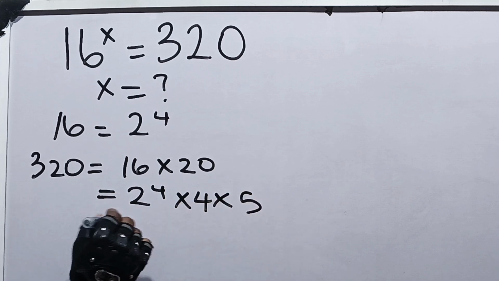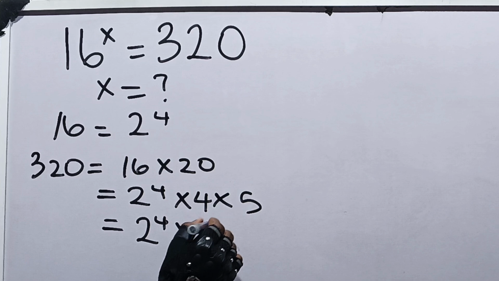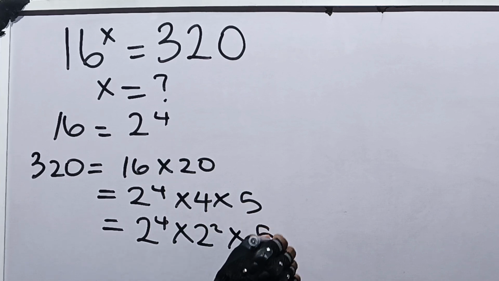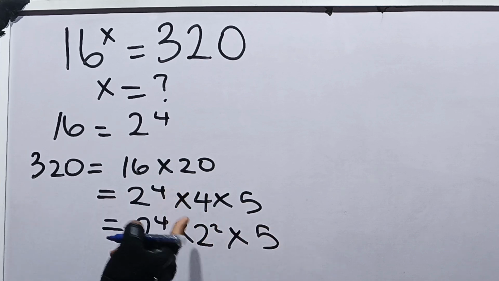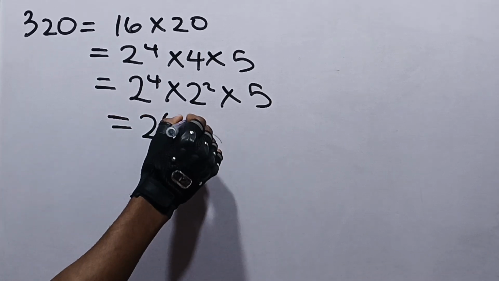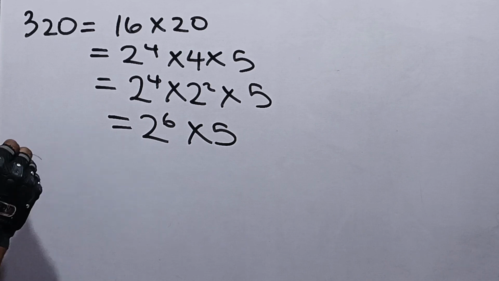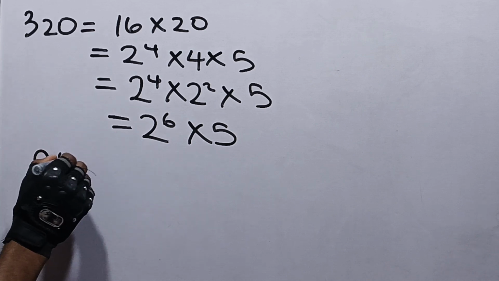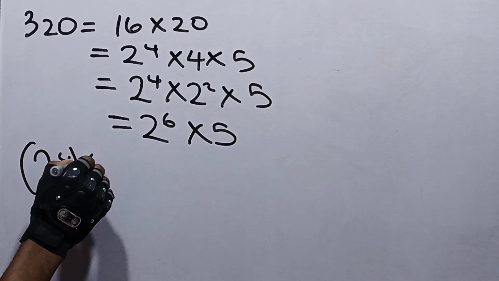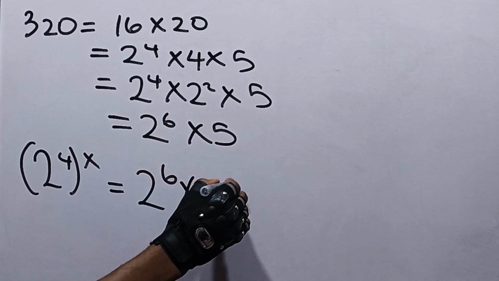Hence, our 320 here can be said to be equal to 2 raised to the power 4 multiplied by 2 squared multiplied by 5. 2 squared is 4. 2 squared times 2 raised to the power 4 is 2 raised to the power 6 multiplied by 5, and that's our 320. Now let's go ahead and replace 16 with 2 raised to the power 4, raised to the power of x, to be equal to 2 raised to the power 6 multiplied by 5.